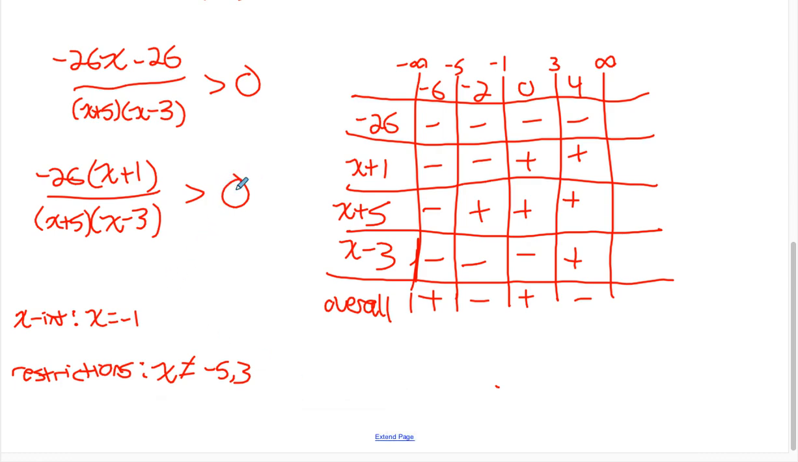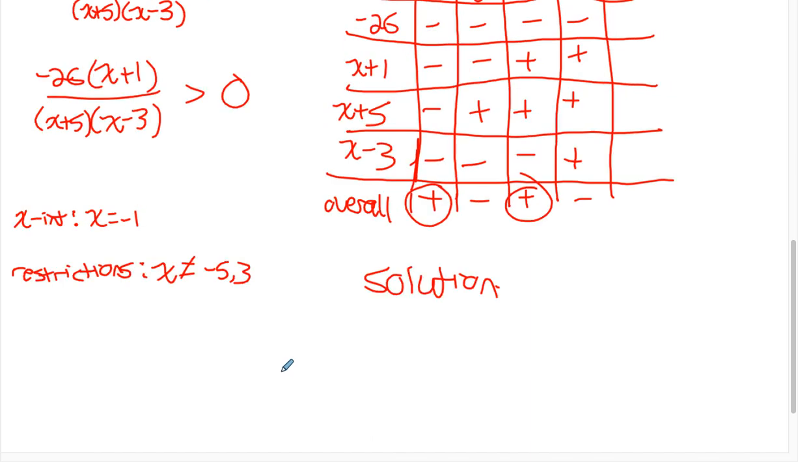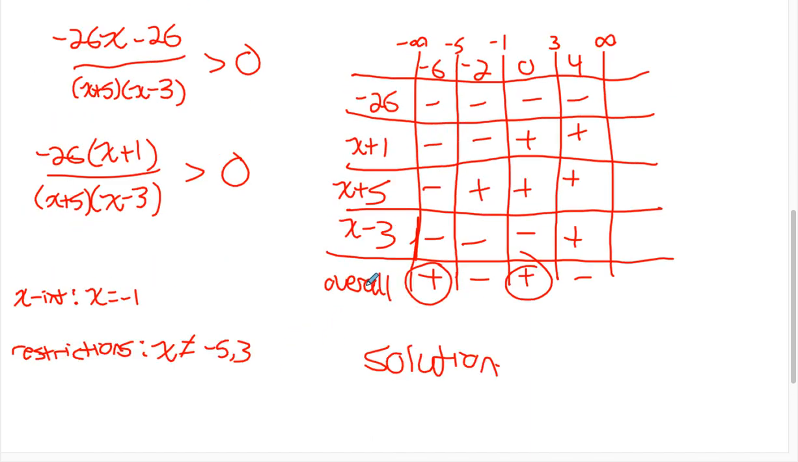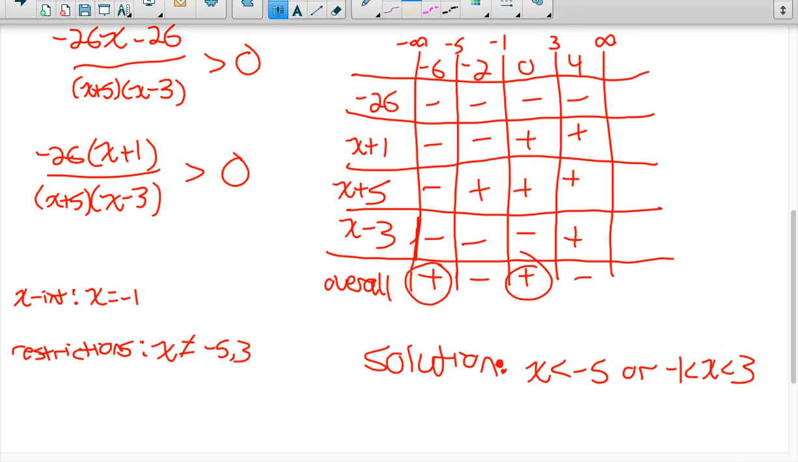So when is the function greater than 0? It's whenever it's above the x-axis. So it's greater than 0 here and here. So my solution to this inequality would just be the intervals that I see at the top of my factor table for where the overall sign of my rational expression is positive. So when x is less than negative 5, or when it's between negative 1 and 3. Alright, that's the whole advanced functions course. Good luck on your exam.